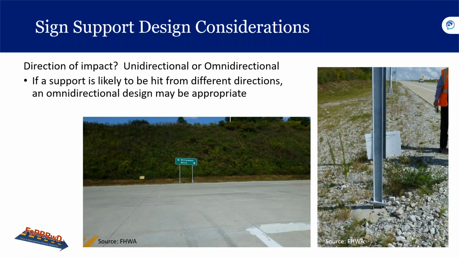There are some sign support design considerations. Large signs usually have multiple supports. In the picture on the left, we have a T intersection, and the slip base is not oriented for traffic on the main roadway. It's designed for somebody running straight through the intersection in that case. So we consider the direction of impact, whether it be unidirectional or omnidirectional. If a support is likely to be hit from different directions, an omnidirectional design may be appropriate. That was something to consider.